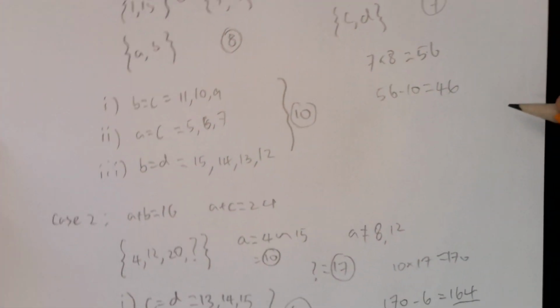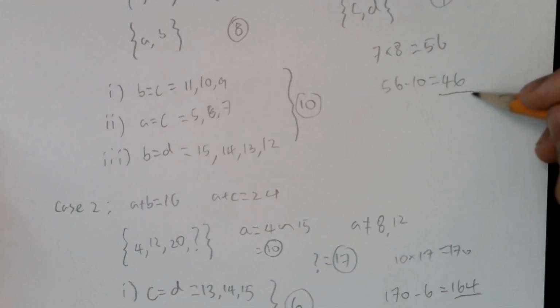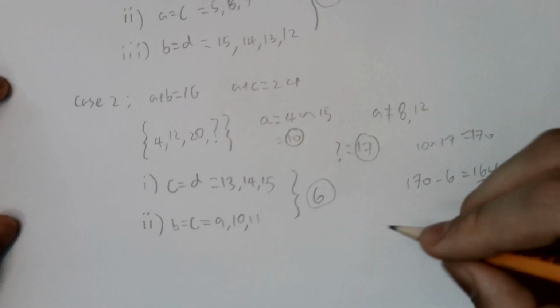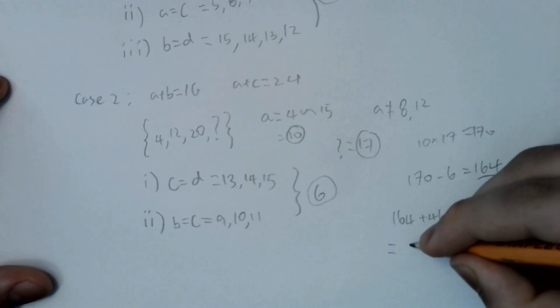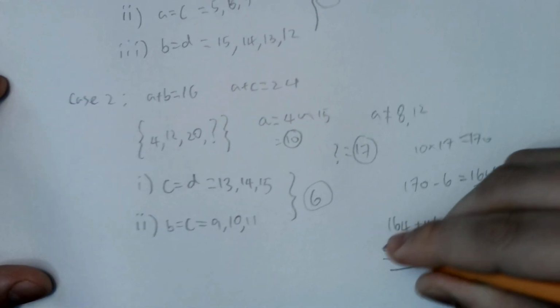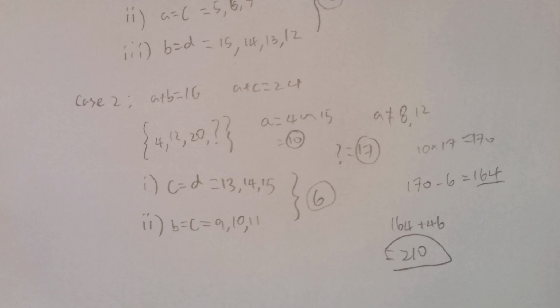Now we need to add up the value from case 1 and the value from case 2. So this should be 164 plus 46, which equals 210. So the answer to this problem should be 210.